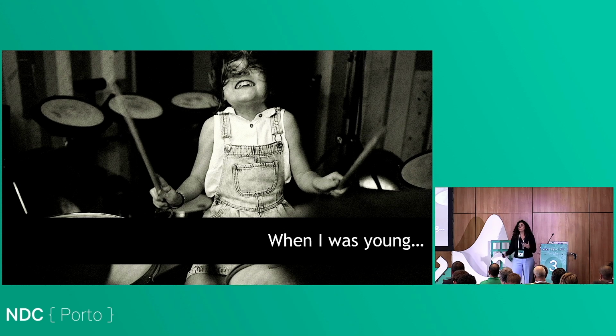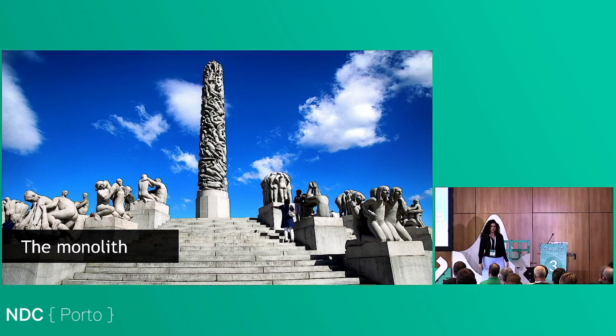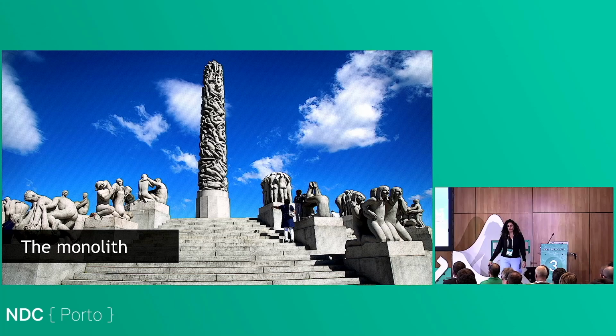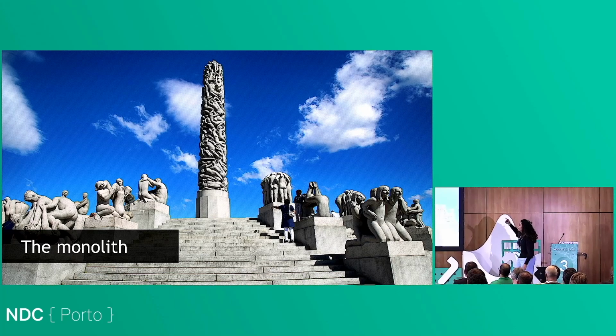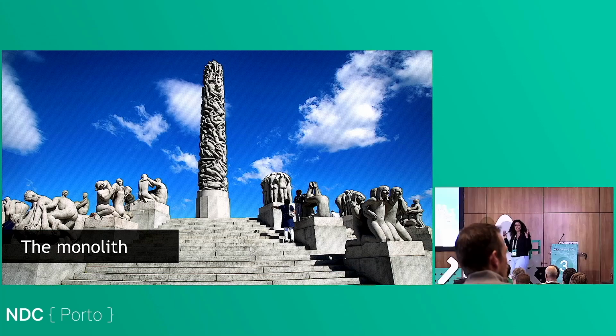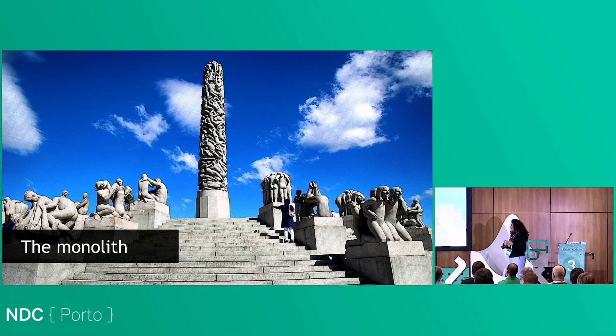So we started to build the system, and after a couple of years of working on this, the system looked somewhat like this. A monolith. Now, this is actually a monument called the Monolith. It's in Oslo, Norway, and it depicts 121 people. It's built from a single piece, one ginormous rock. So it's actually pretty magnificent, I would say.